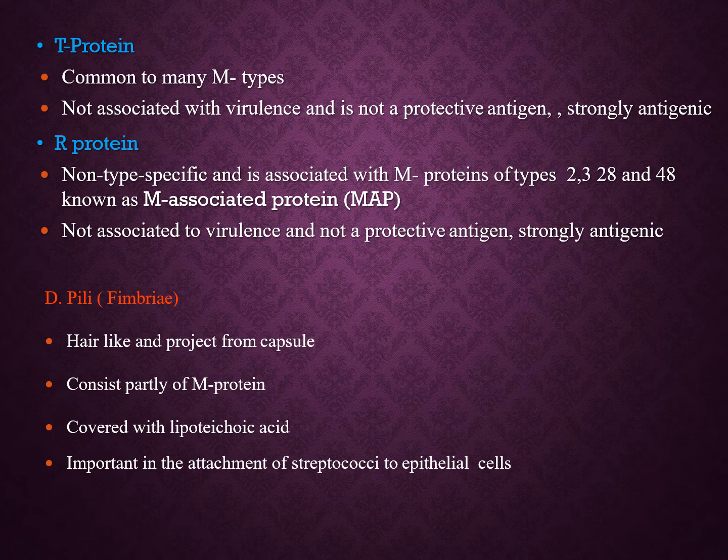The next important antigenic factor is pili or fimbriae, which are common in many pathogenic bacteria. So the pili are hair-like projections from the capsule. They consist partly of M protein and are covered with lipoteichoic acid. They help in the attachment of streptococci to the epithelial cells of the host.